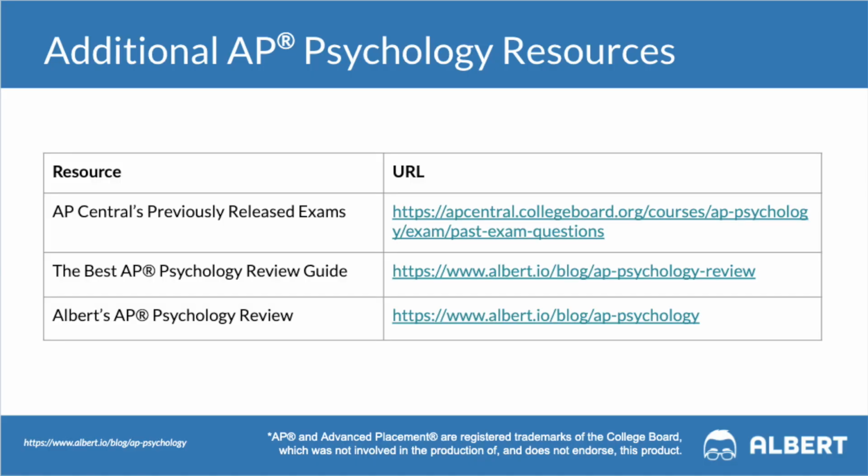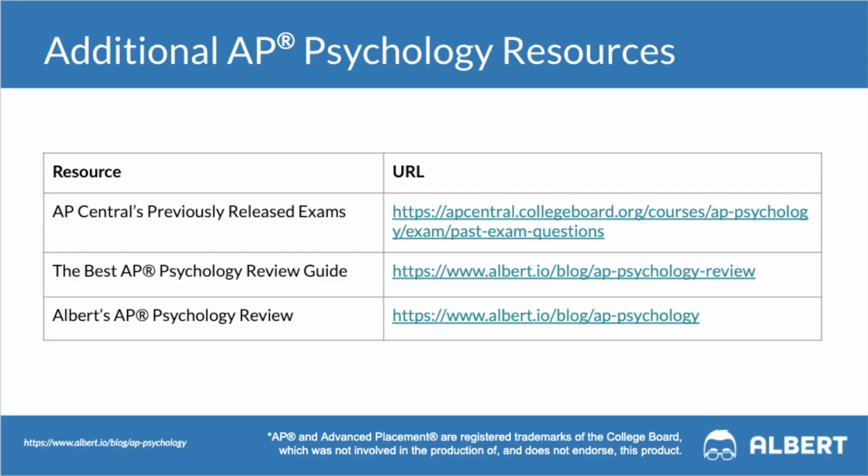The second resource is Albert's free AP Psychology Review Guide. You can find this on our blog, and it's a self-paced study guide that you can use with either Albert or any other review resource as you prepare for your exam. And the last resource is Albert's AP Psychology course, which provides hundreds of multiple choice questions that are standards aligned to the AP exam with detailed explanations, as well as original FRQs and full-length practice exams for you to simulate the real thing. So you can use that to supplement your AP Central prep efforts, as well as anything else that your teachers may give you.